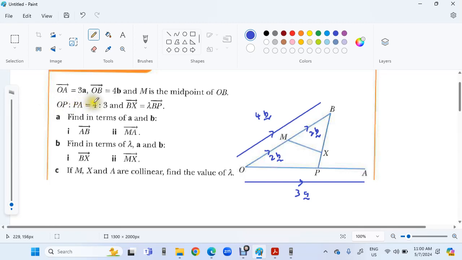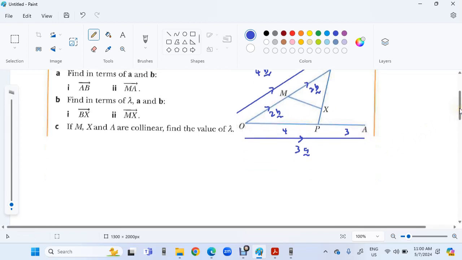OP to PA is 4 to 3. So OP is 4 parts. PA is 3 parts. So this is 4 parts, this is 3 parts. Then total, OP 4 parts, PA 3 parts, so total 7 parts.